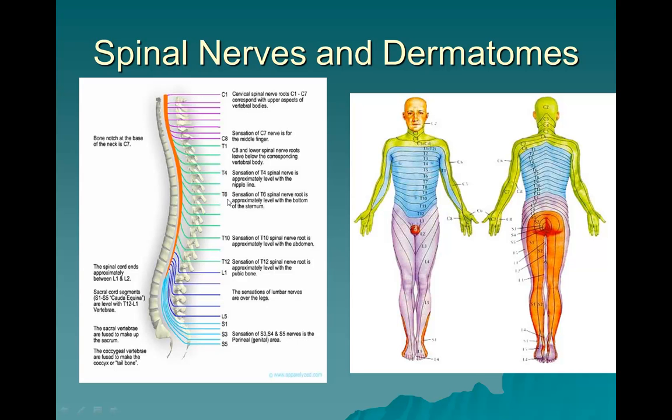So, for example, if T6 is that area that is responsible for the bottom of the sternum, I definitely would want to be below that. So again, T10, spinal nerve root, proximal level of the abdomen.